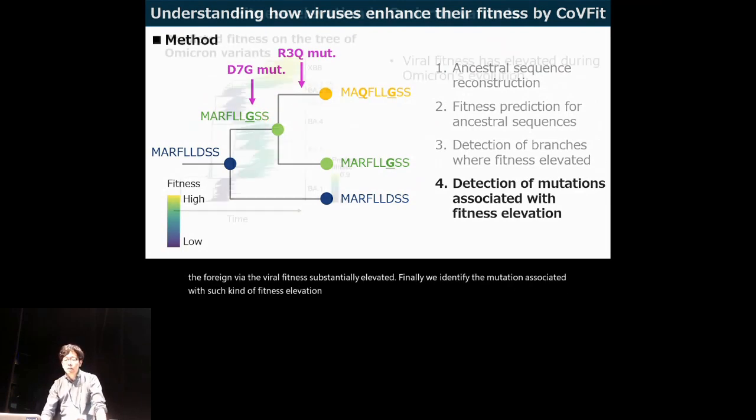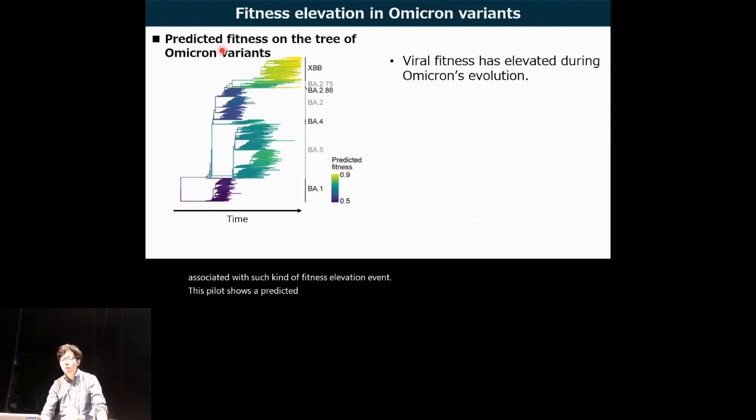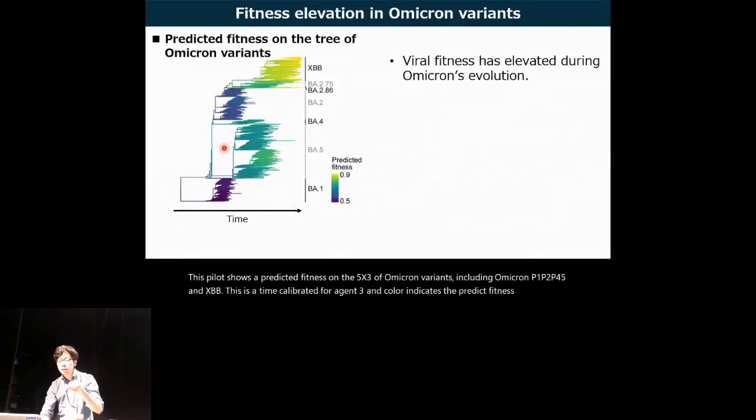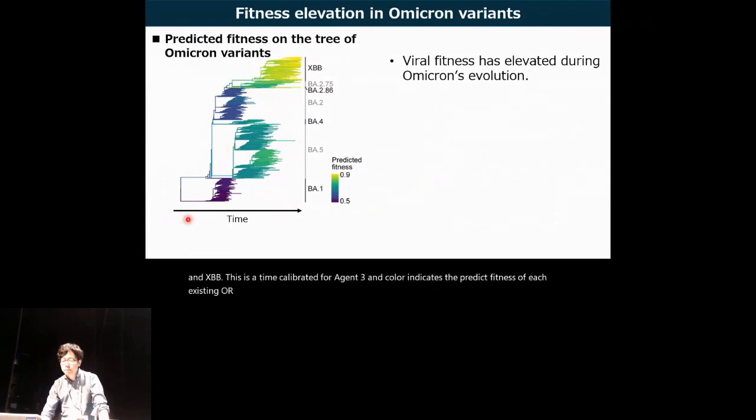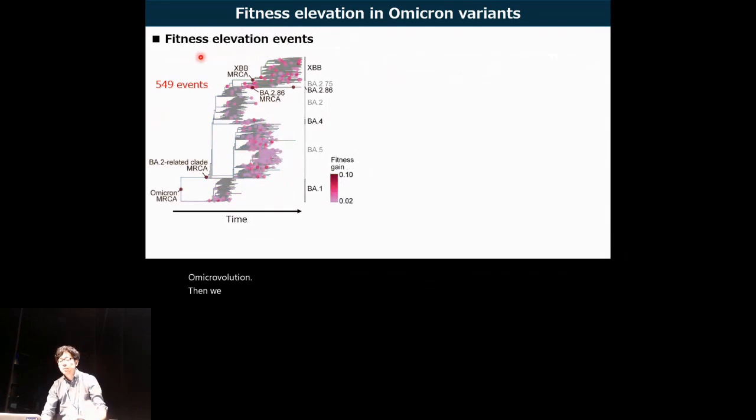This plot shows the predicted fitness on the phylogenetic tree of Omicron variants, including Omicron BA.1, BA.2, BA.4/5, and XBB. This is a time-calibrated phylogenetic tree, and color indicates the predicted fitness of each existing or internal ancestral node. As you can see, variant fitness has elevated gradually during Omicron evolution. Then we identify the fitness elevation event using the scheme I described above.